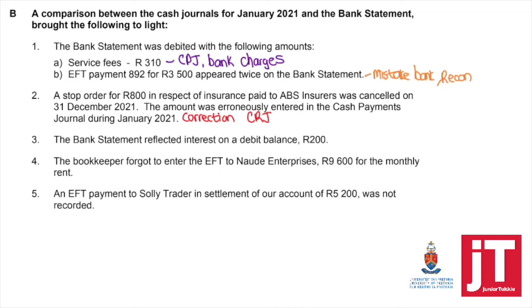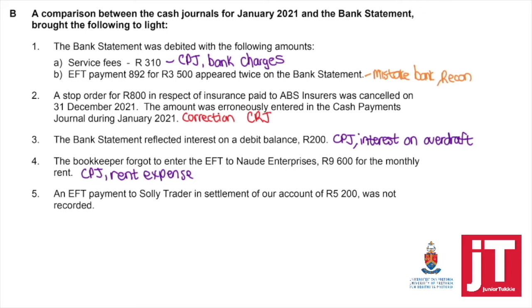Number 3, the bank statement reflected interest on a debit balance, 200. Debit balance on the bank statement means this is interest on overdraft and must go into the CPJ. Transaction number 4. The bookkeeper forgot to enter the EFT to Nordea Enterprises, 9,600 for the monthly rent. So this must go to the CPJ as rent expense.